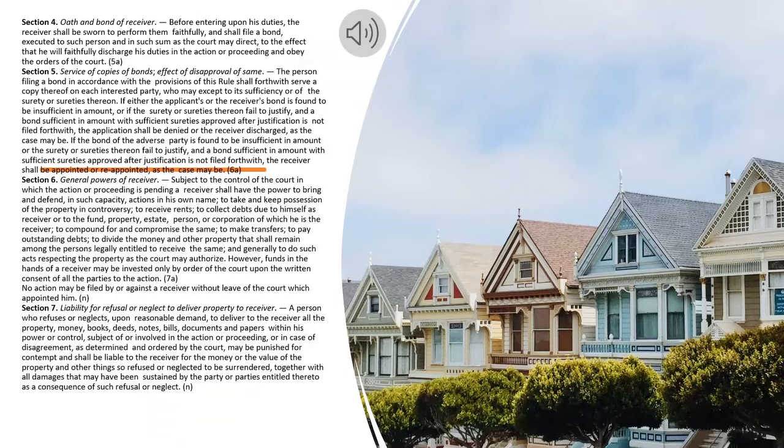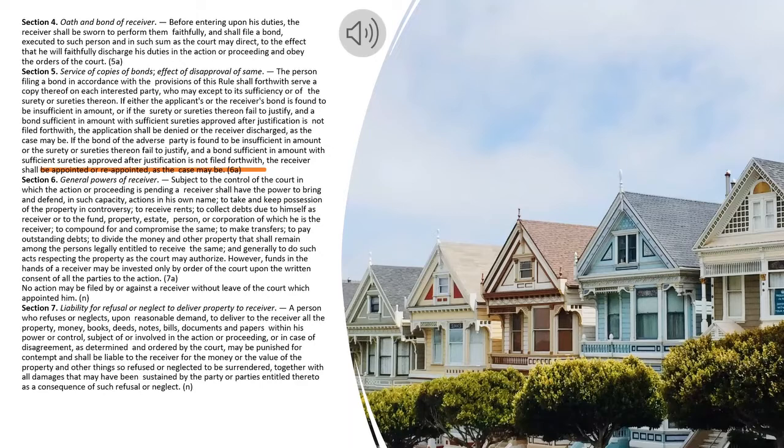Oath and bond of receiver. Before entering upon his duties, the receiver shall be sworn to perform them faithfully, and shall file a bond, executed to such person and in such sum as the court may direct, to the effect that he will faithfully discharge his duties in the action or proceeding and obey the orders of the court.